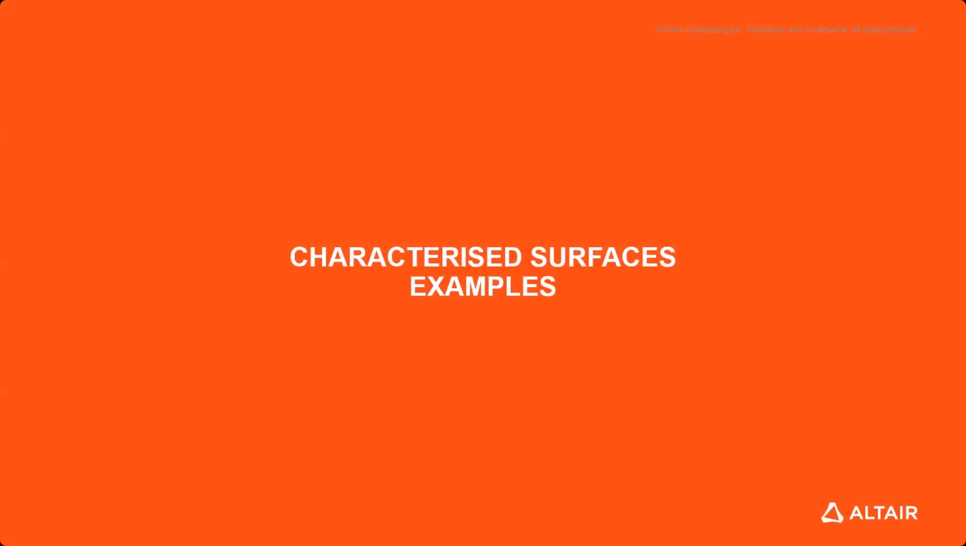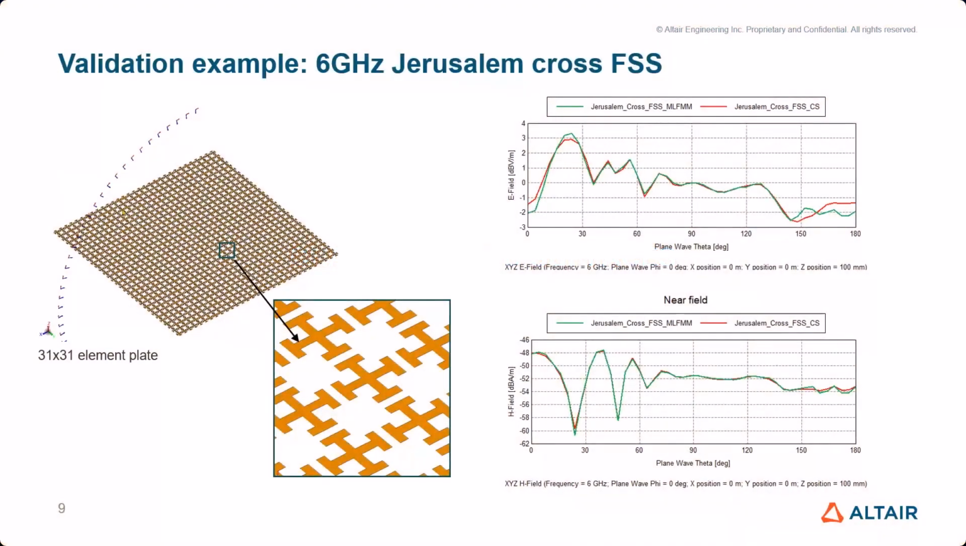A few examples, I guess it's two examples. You see here a 31 by 31 plate made of these crosses, and it's calculated both with MLFMM and with one single phase using characterized surfaces in RLGO. Here you see the comparison between the near field, electric and magnetic. Seems to work quite okay.